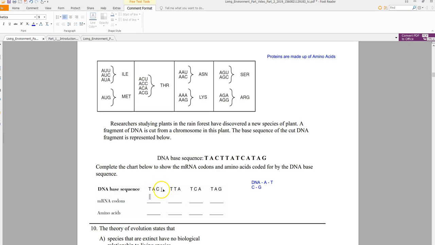This is TAC. So what would be the messenger RNA, working one letter at a time? T always goes with A, right? So we have a T here, so A would be... always keep it in capital letters. Let me just move it over a bit. There we go. Next one.